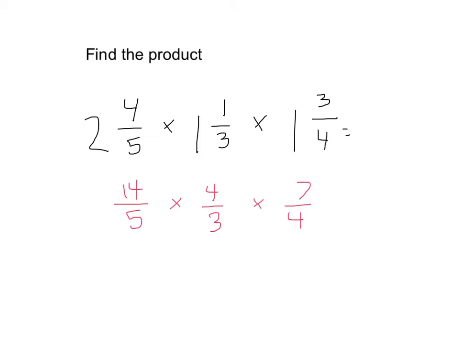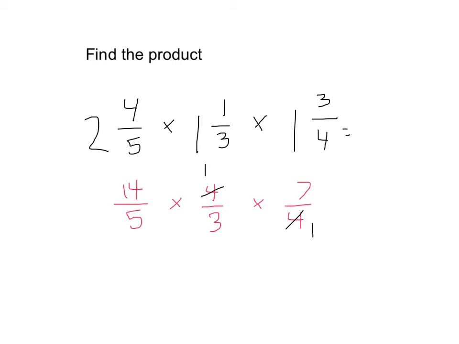Now, I'm going to look for opportunities where I can cross cancel. Remember, you can only cross cancel one numerator with one denominator. That's a rule that you have to follow every time. So I'm going to check to see if I can spot out a numerator and a denominator that will nice and easily cross cancel with each other. The easiest one that I see is this 4 as my numerator and this 4 as my denominator. I'm going to cross those out and just make them a 1.